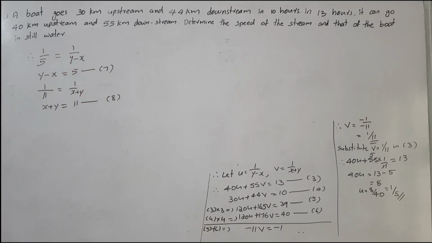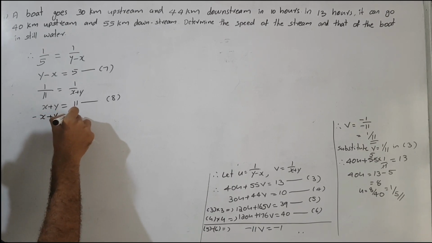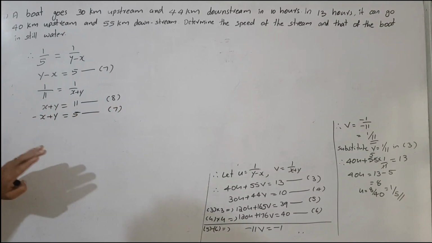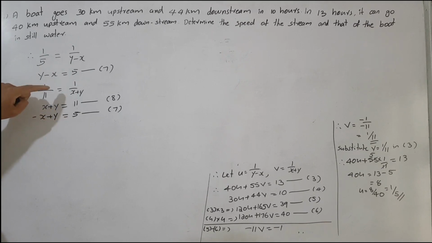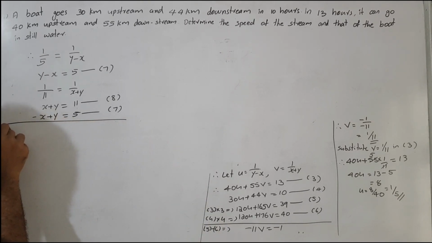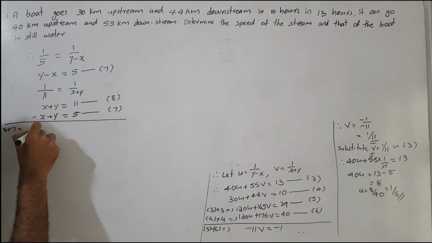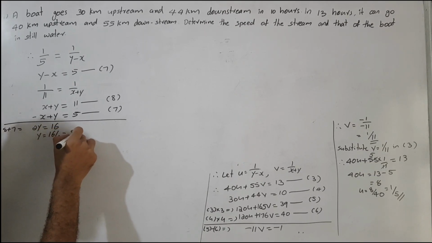So again we apply the elimination rule. For that we just rearrange the equation like this: minus x plus y is equal to 5. To get the coefficient of x first, we just rearrange. Now the coefficients of x are equal in magnitude, but the signs are different. So we add equations 8 and 7. Then 8 plus 7 gives 2y is equal to 16. y is equal to 16 by 2, which is 8.